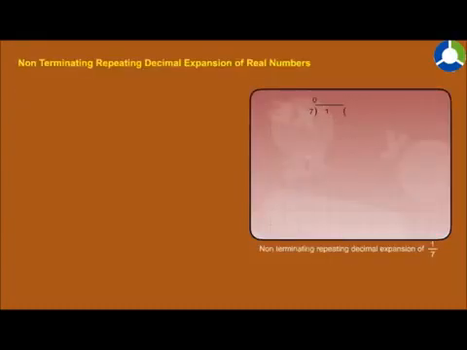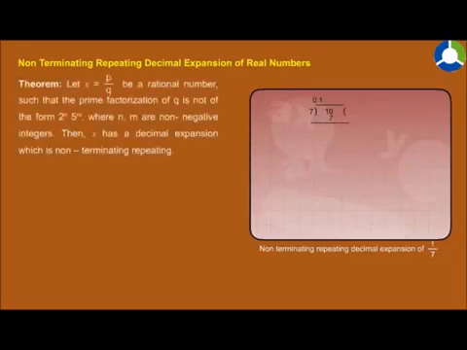Non-terminating repeating decimal expansion of rational numbers. Theorem: Let x = p/q be a rational number such that the prime factorization of q is not of the form 2^n 5^m, where n, m are non-negative integers. Then x has a decimal expansion which is non-terminating repeating.